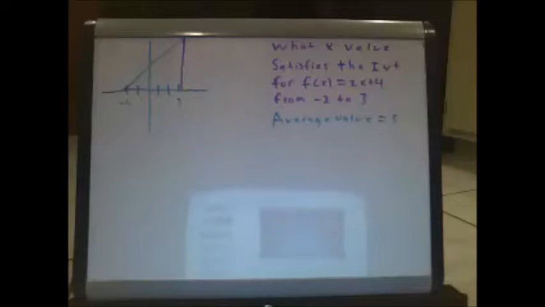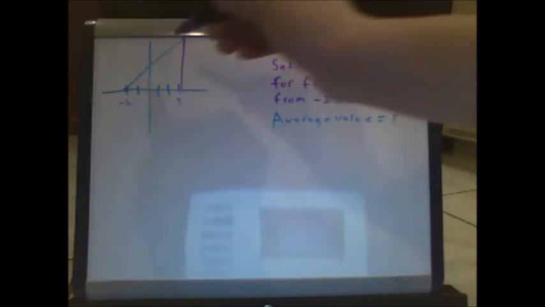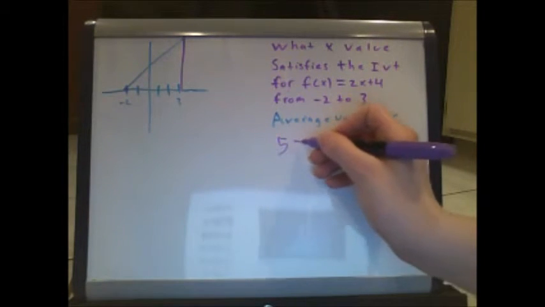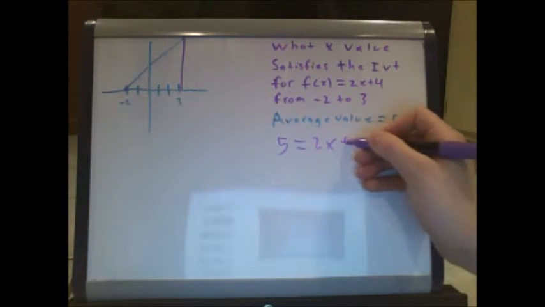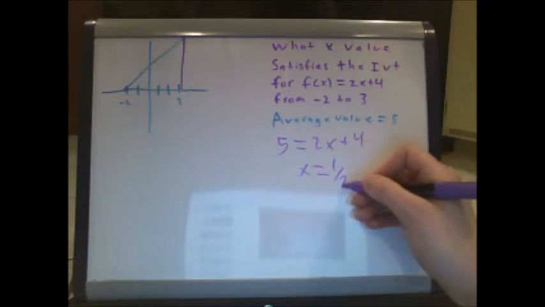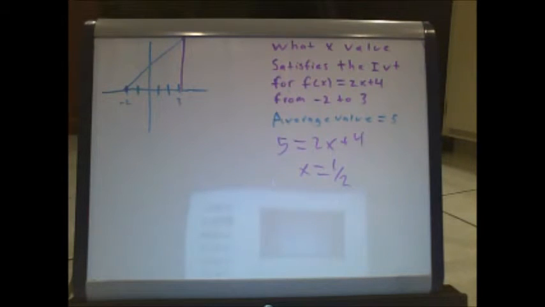So if we go back to the problem that we just worked out, we have our average value of 5. According to the intermediate value theorem, there must be at least one point where the value of f of x equals the average value of 5. So to find this, we set them equal to each other. So 5 equals 2x plus 4. Then we solve for x, and we get x equals 1/2. So at x equals 1/2, the height, or the value of f of x, equals the average.